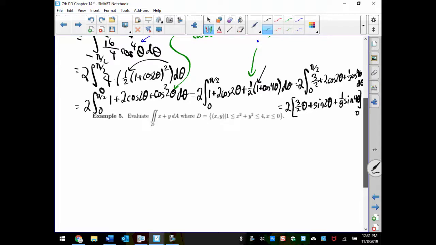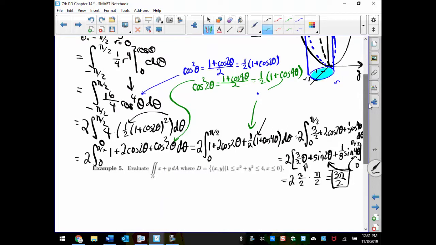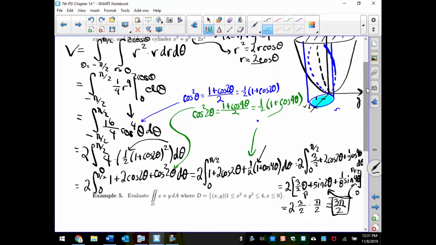Ooh, yikes. 0 to pi over 2. Thankfully, if you plug in pi over 2 to any of those, you're just going to get 0 for the sines. So that simplifies very nicely. Also, if you plug in 0 into these thetas, you get 0 for sine. So we're going to get 2 times just the first one here, theta, which is 3 over 2 times pi over 2, which gives me 3 pi over 2. Oh, so that's the volume of this weird kind of lipstick shape cylinder.